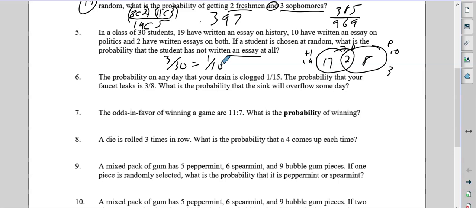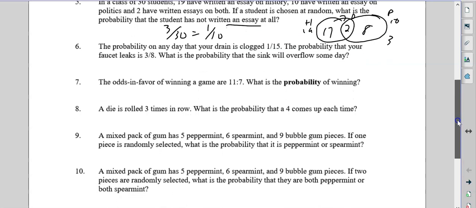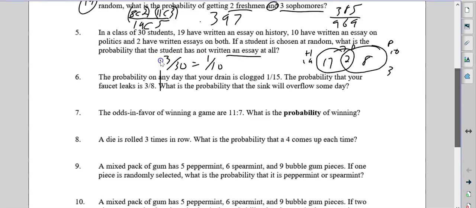Again, the more information you put down in your Venn diagram, the easier it becomes. Number 6. Probability on any day that your drain is clogged is 1 out of 15. The probability your faucet leaks is 3 out of 8. What's the probability that the sink will overflow on the same day? Okay, so because of both happening at the same time, so that's multiplying. 1 out of 15 times 3 out of 8.